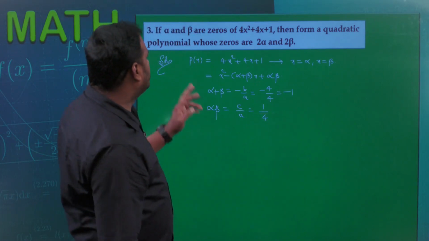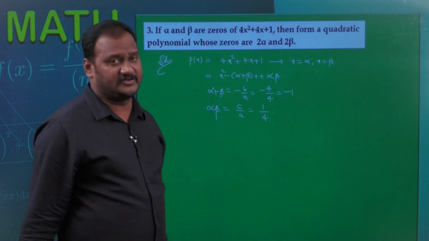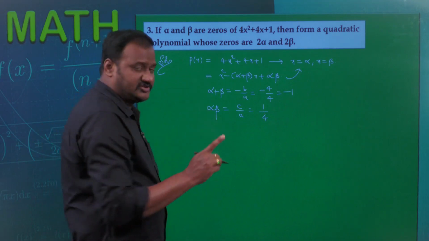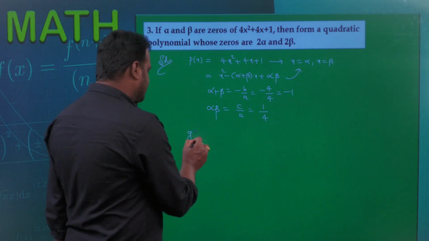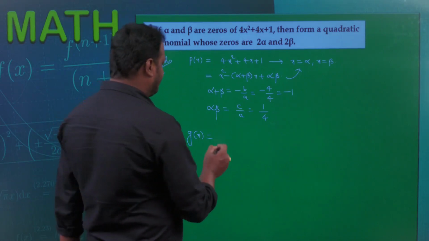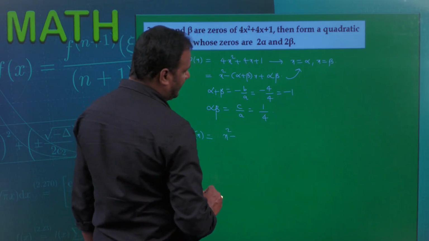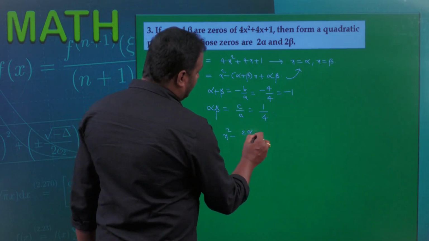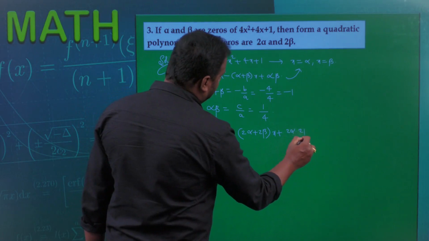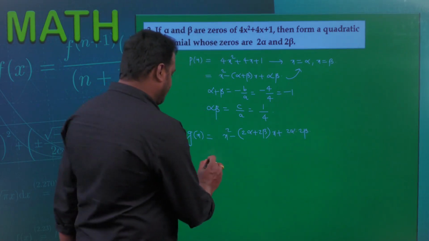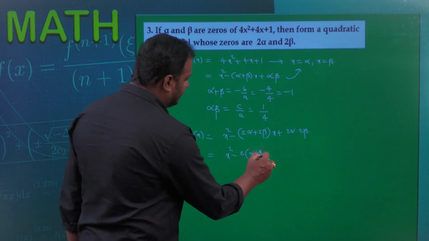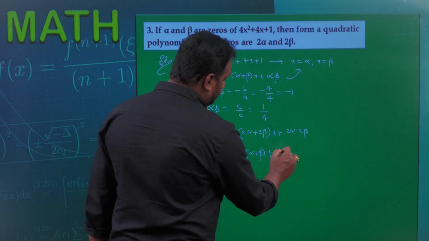What do you want now? You want a quadratic polynomial whose zeros are 2 alpha and 2 beta. This is a polynomial whose zeros are alpha and beta, right? So now, whose zeros are 2 alpha and 2 beta, then for example that is g of x. I am substituting 2 alpha in the place of alpha and 2 beta in the place of beta. That is x square minus 2 alpha plus 2 beta times x plus 2 alpha into 2 beta. Okay? That is x square minus, you can take one 2 common here, then it would be alpha plus beta plus 2 into 2 is equal to 4 alpha beta.